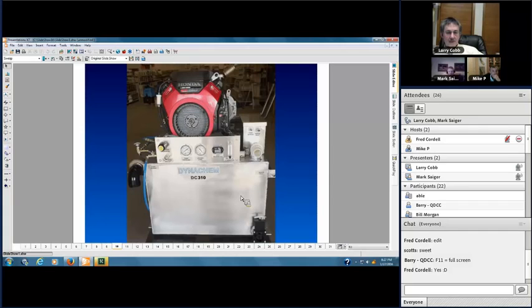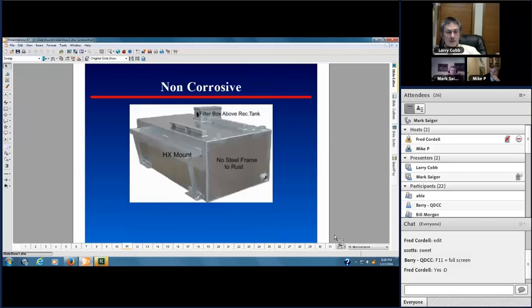All right, and this is our current truck mount. This is a 22.5 horsepower Honda powered truck mount. I'll show you in the next slide here. This is a picture of just the tank system on the unit.